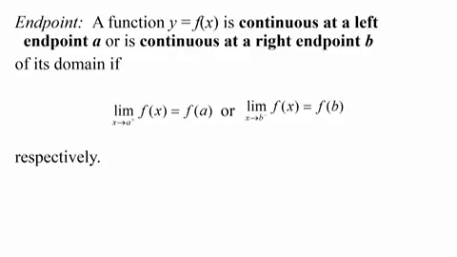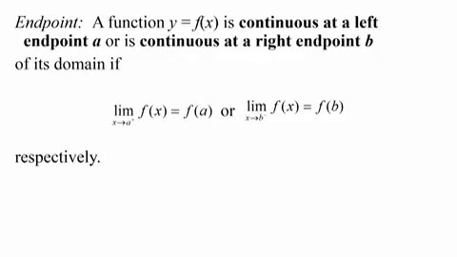Endpoint. A function y equals f of x is continuous at a left endpoint A or is continuous at a right endpoint B of its domain if the limit of f of x as x approaches A from the right equals f of A, or the limit of f of x as x approaches B from the left is equal to f of B, respectively.